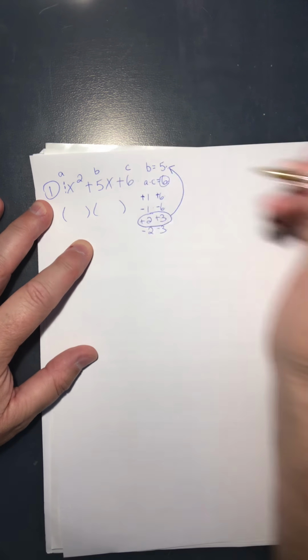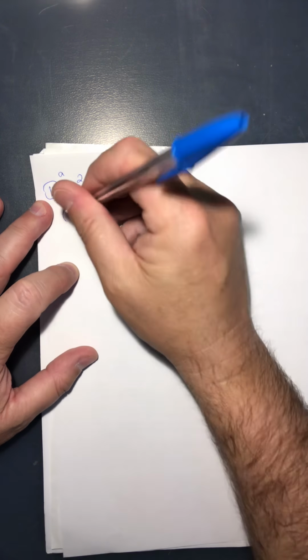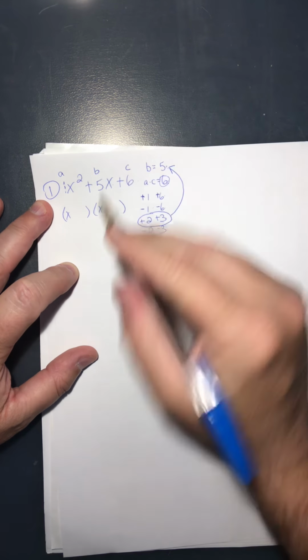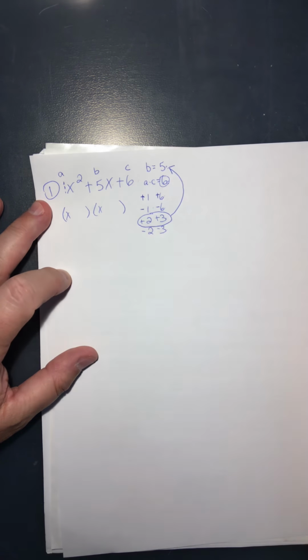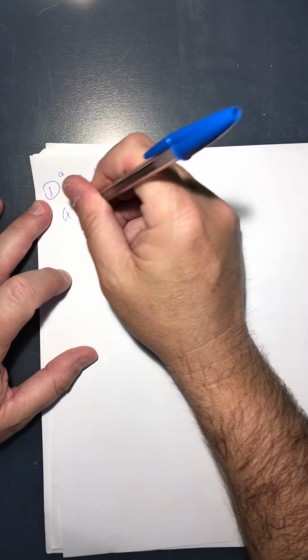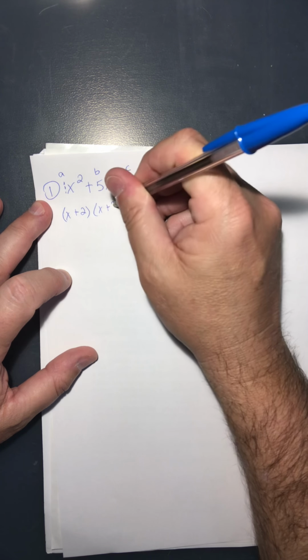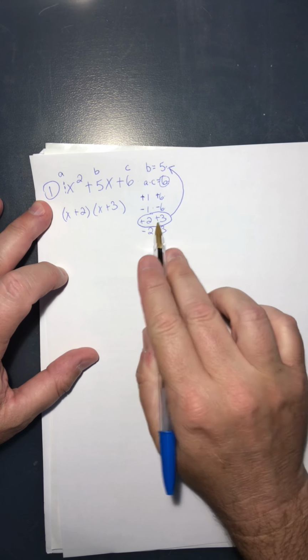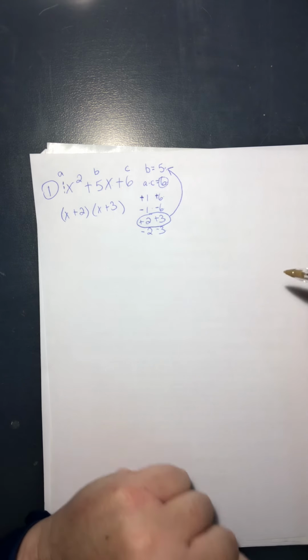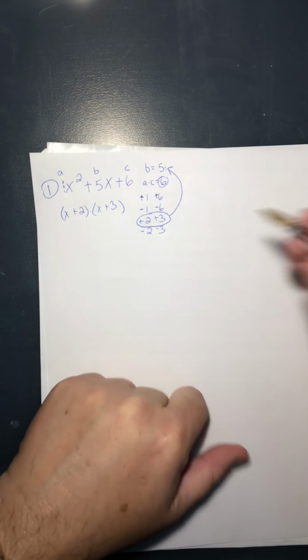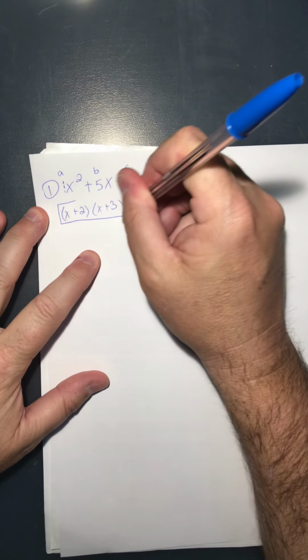my answer is going to look like that right there. I'm going to put the variable that I'm dealing with, and I'm dealing with x. So I'm going to put x there, and then I'm going to put plus 2 and plus 3. Those are the two numbers from my combination that gave me 5. So that's why I use plus 2 and plus 3. And in this situation, I am finished. That is my final answer.